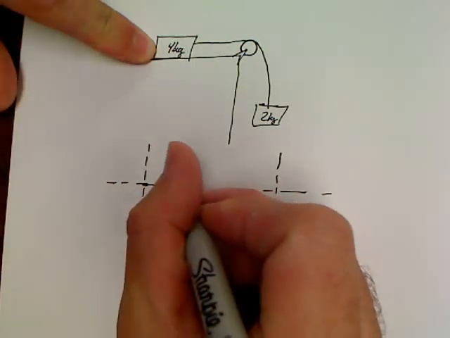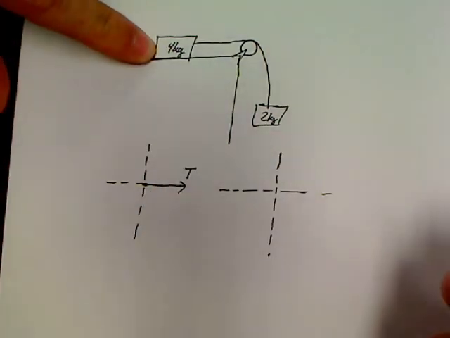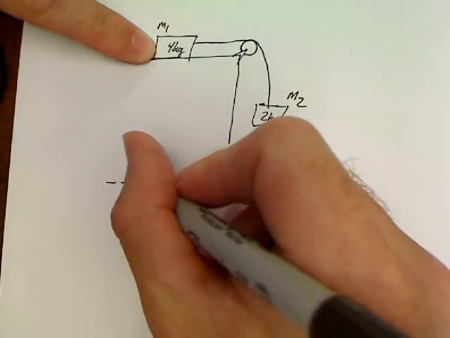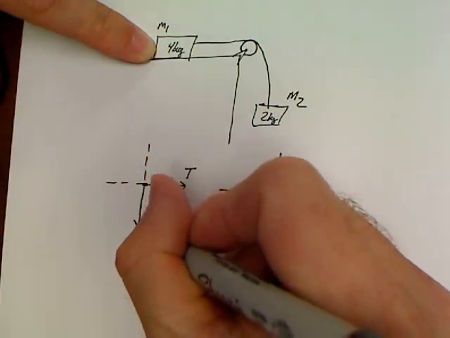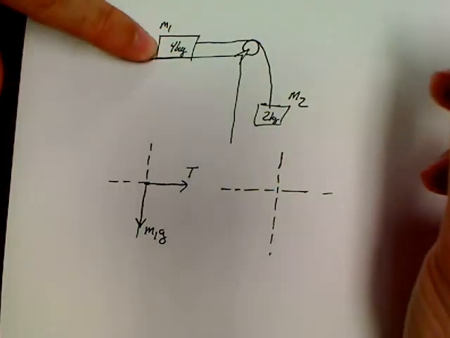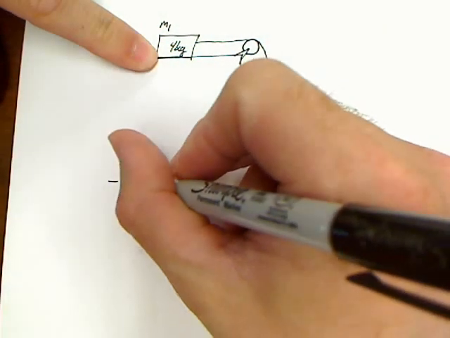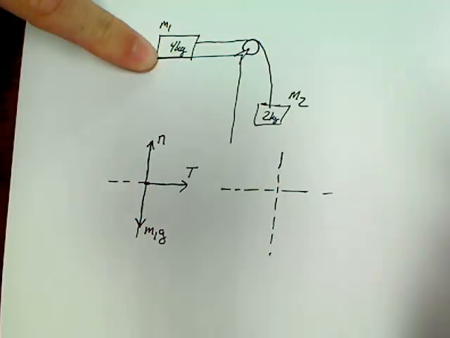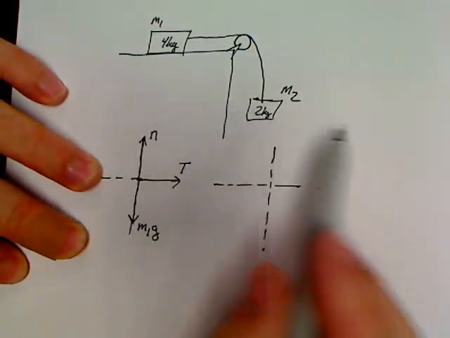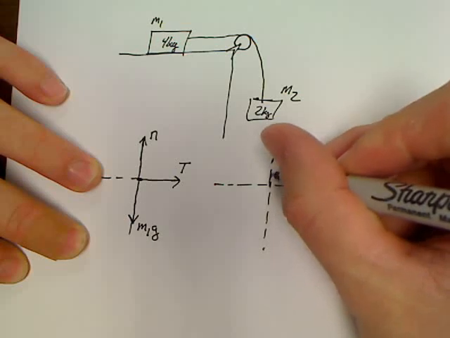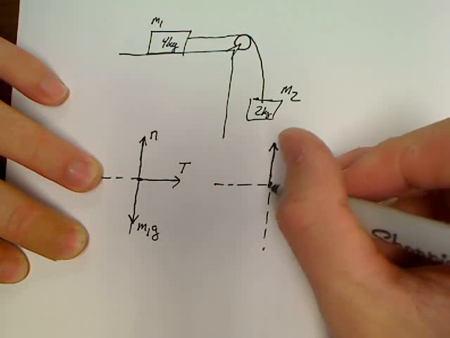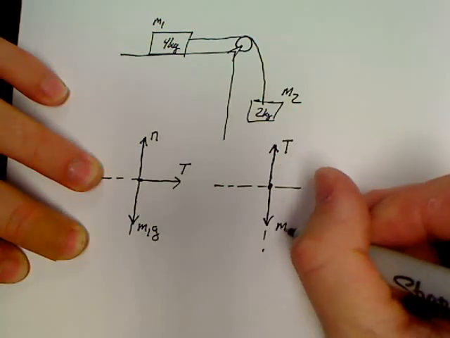Look at this first object up here. You'd have a tension to the right. We'll call this M1, and we'll call this one over here M2. You've got an M1G going down, and as always, if any two surfaces are in contact, at 90 degrees to the surface you've got a normal force going up. Now this second object has no x's whatsoever. All it's got is the tension in the positive y direction, so you've got your tension going up in this one, and then going down you've got an M2G.